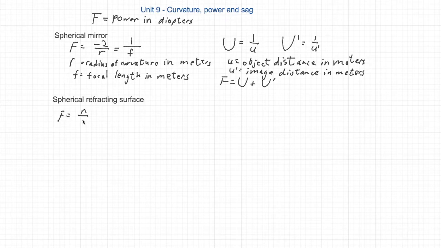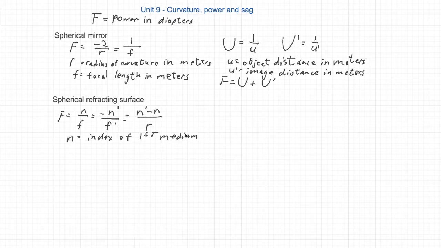For a spherical refracting surface, the power in diopters is equal to n over f, or minus n prime over f prime, or n prime minus n over r. So n is the index of the medium on the left side of the surface. N prime is the index of the medium on the right side of the surface. R is the radius of curvature measured in meters.